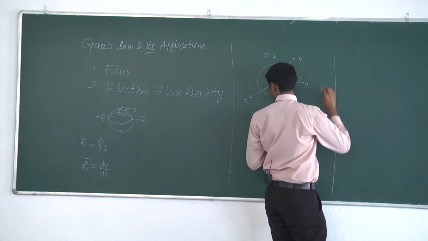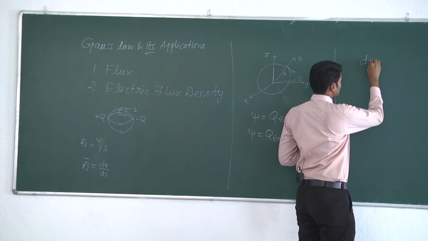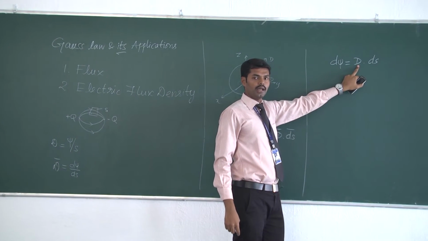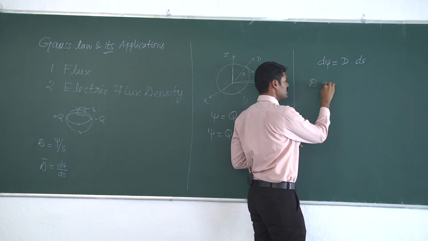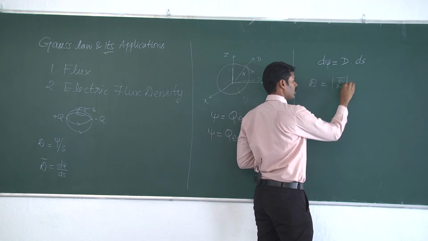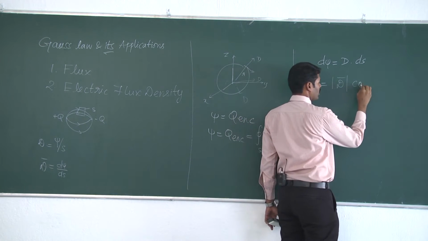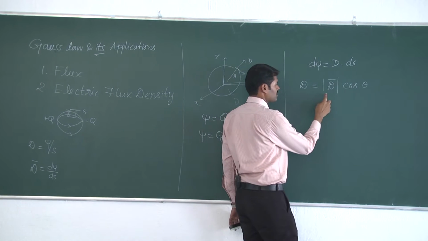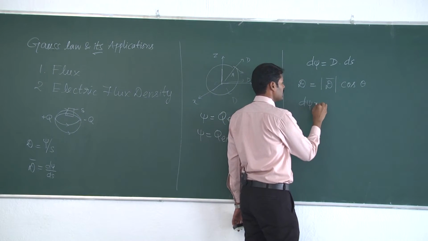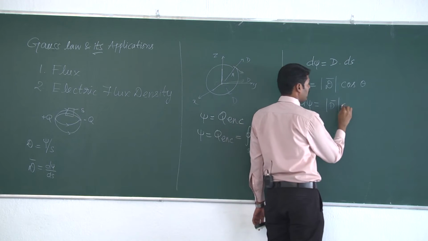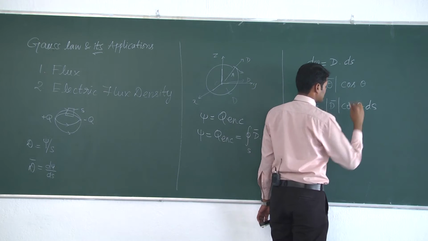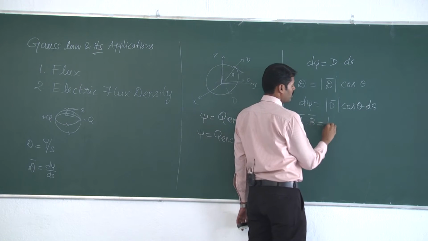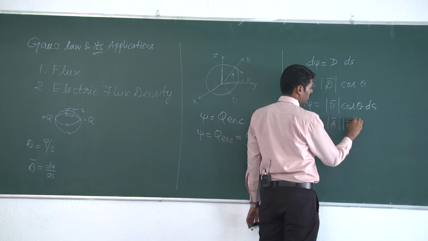From the electric flux density, we shall write d xi is equal to D dot ds. Here D denotes the magnitude of the electric flux density, which can be written as modulus of the electric flux density vector into cos theta. This theta is the angle that exists between our electric flux density and the surface. Substituting this equation, we will get d xi is equal to modulus of D vector into cos theta into ds. We know that the dot product of two vectors, A vector dot B vector, will be equal to modulus of A vector, modulus of B vector, into cos theta.